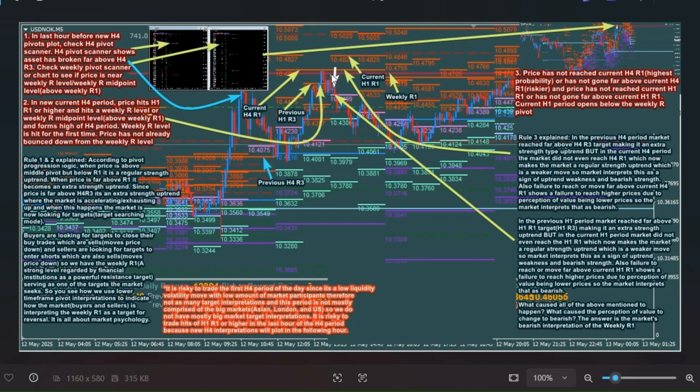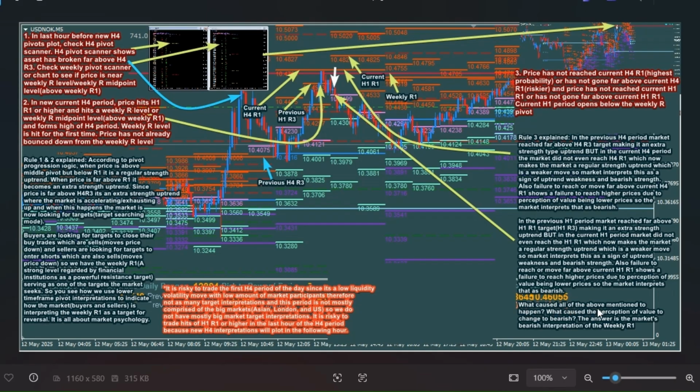And also the market failed to reach the H1R1, which is a price at higher prices. So the market failed to reach the H1R1, which is a price at higher prices, because the market's perception of value is not a price at higher prices. The market's perception of value is a price at lower prices, and the market interprets this as bearish.